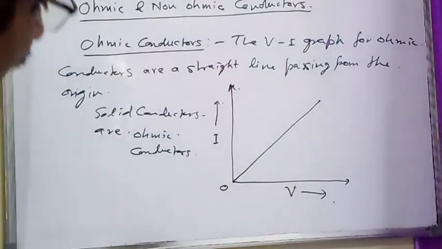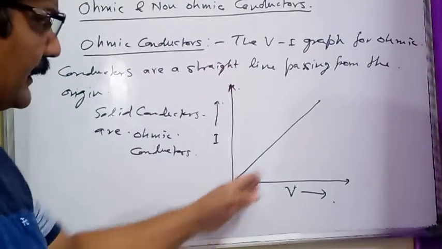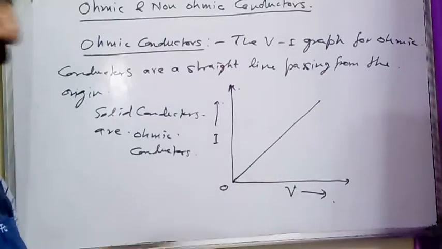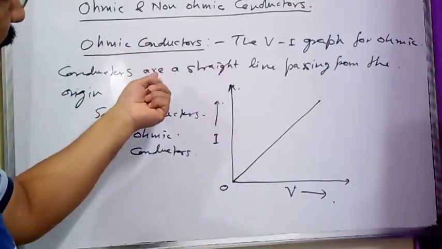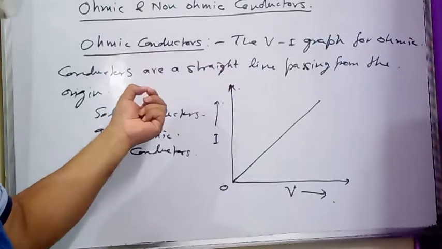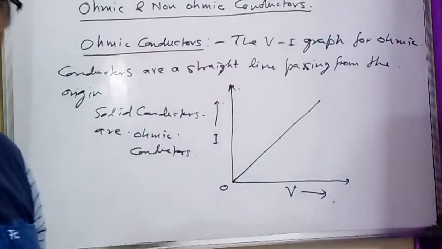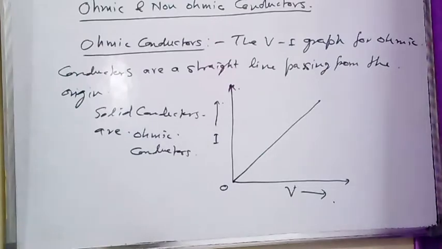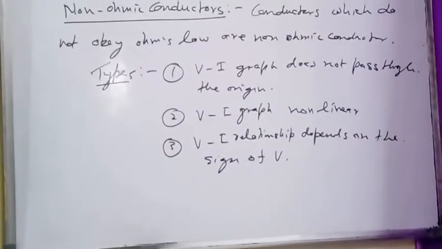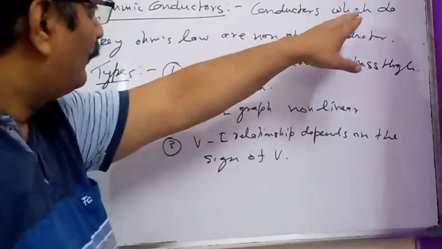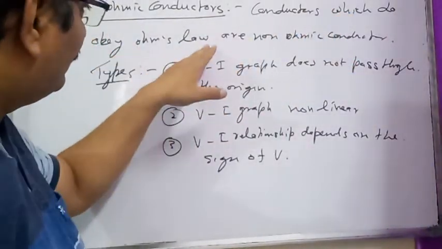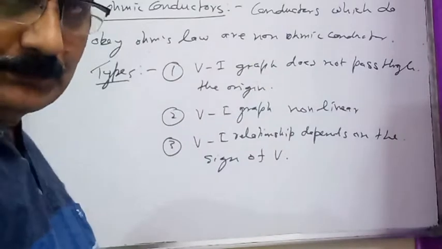Or a conductor whose VI graph remains a straight line passing through the origin is considered to be an ohmic conductor, or the conductors which obey Ohm's law are called ohmic conductors. So students, see what are non-ohmic conductors. The conductors which do not obey Ohm's law are non-ohmic conductors.